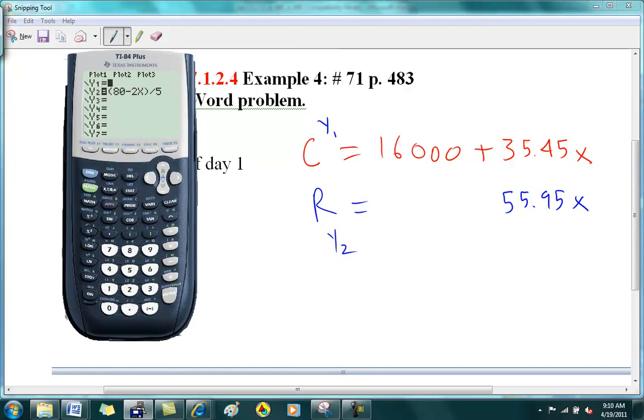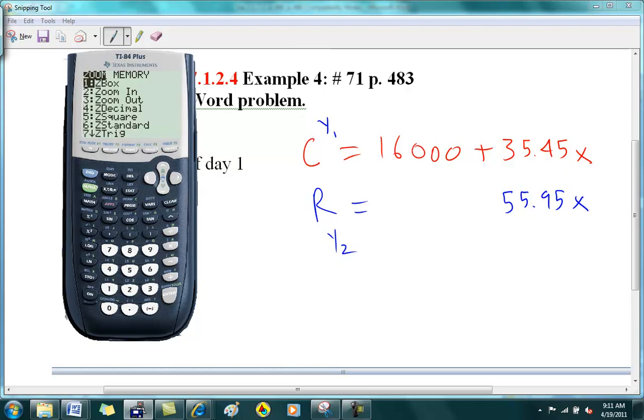clear my equations, and my top one is 16,000 plus 35.45x. Check that. Okay, and the bottom one is 55.95x, and graph that. Well, you know, the graphing is not going to work because the scale is really weird, because you can see the number is like 16,000 for the Y scale. Let me see if zoom fit works.